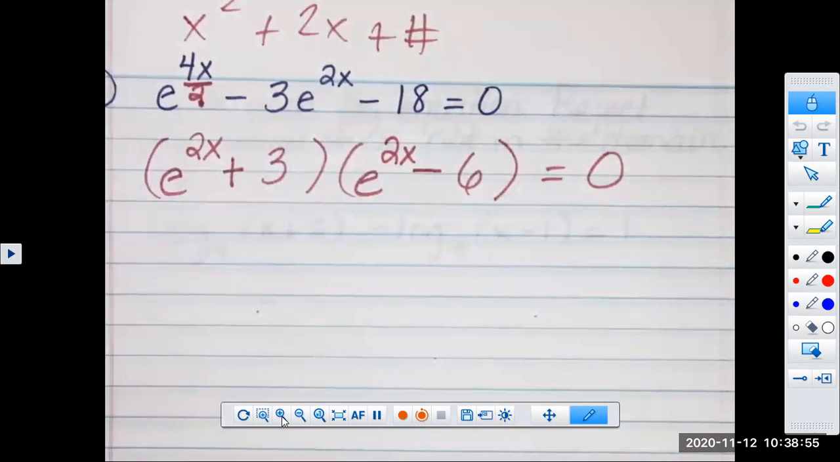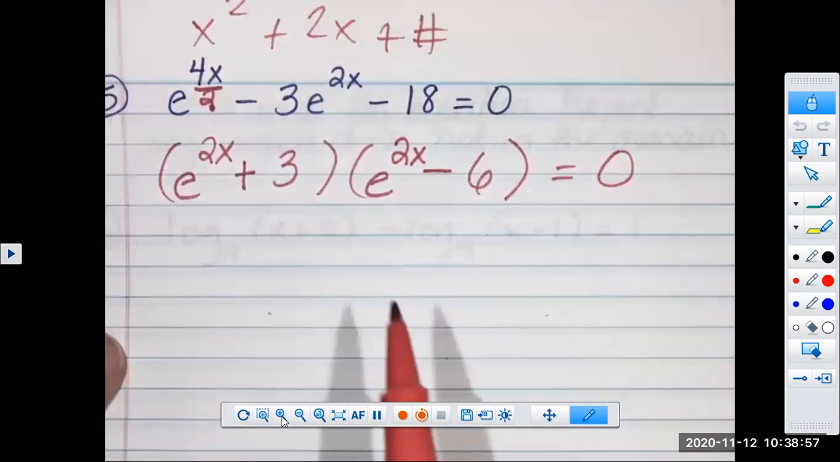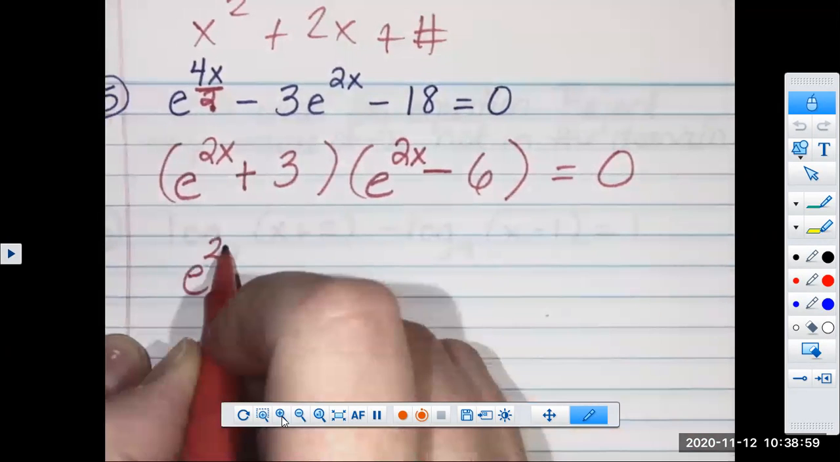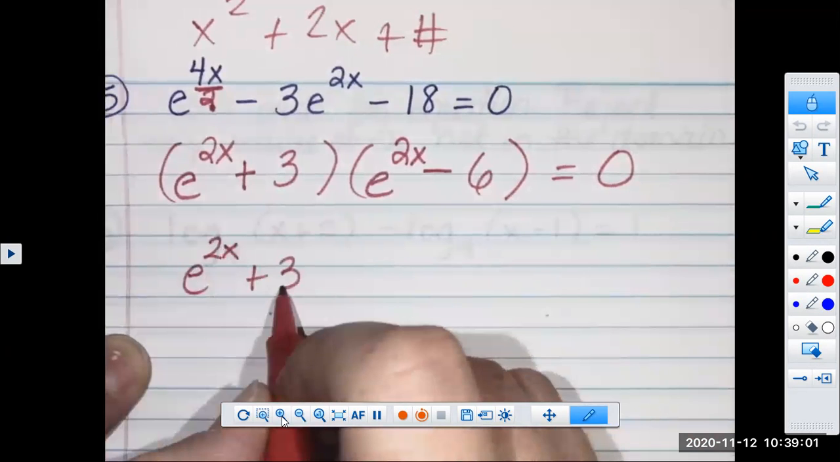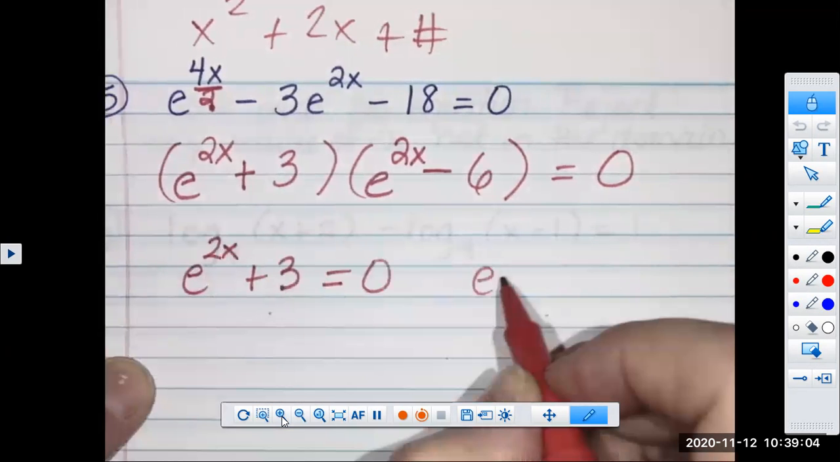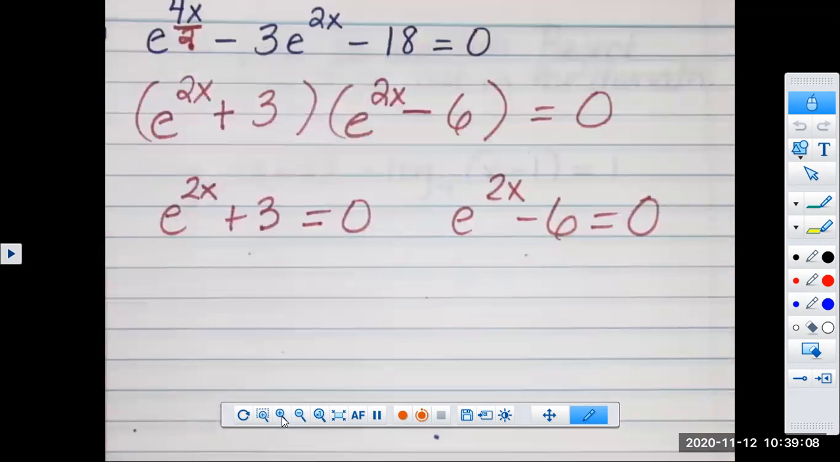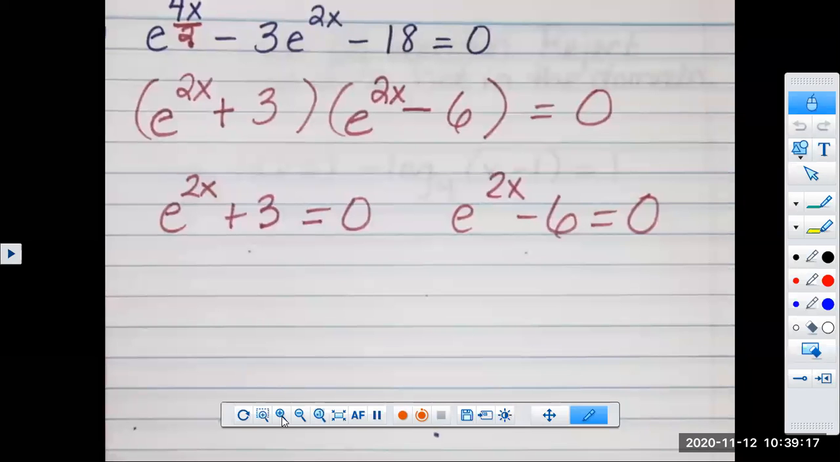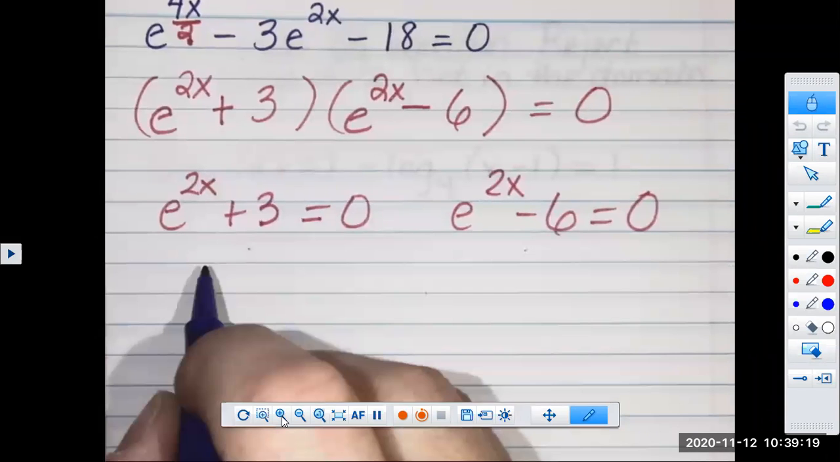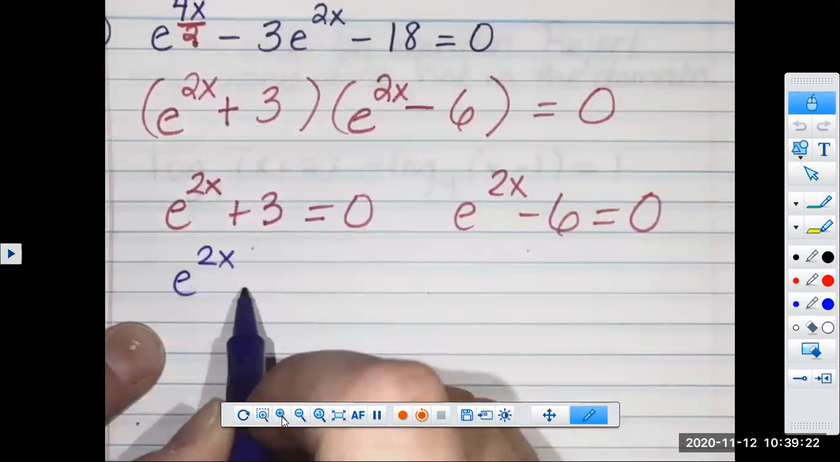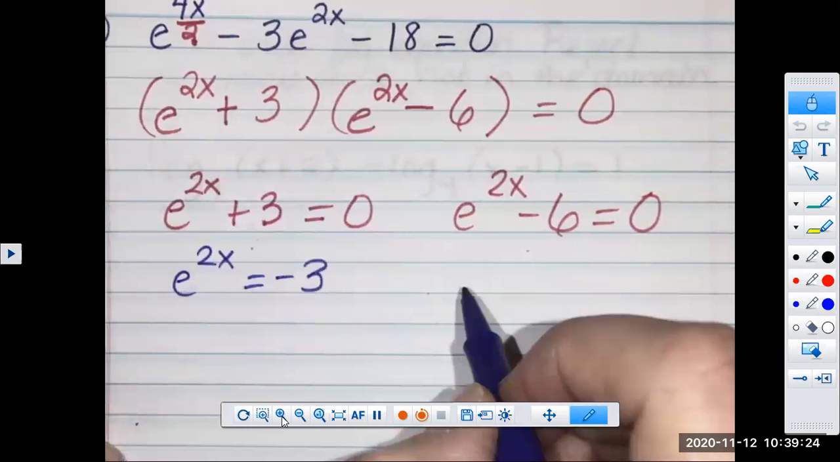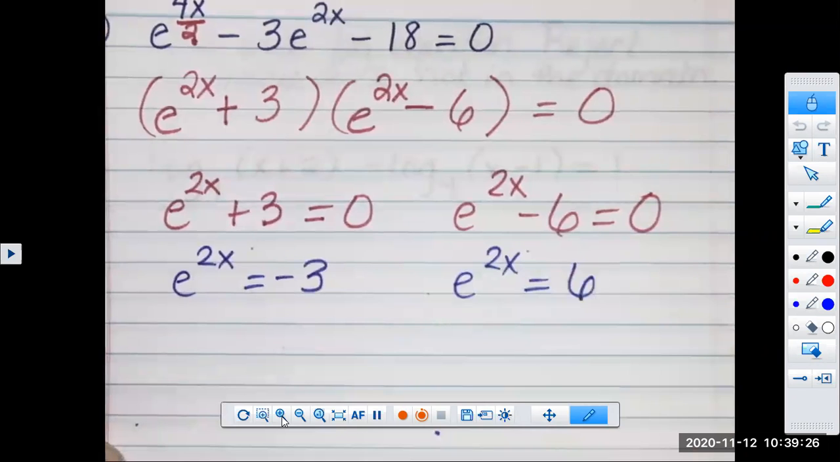Okay, from this point, you solve this just like you did with trinomials. You take each factor and set it equal to 0. And solve each equation. Okay, when you isolate e to the 2x here, you get -3. E to the 2x equals +6.